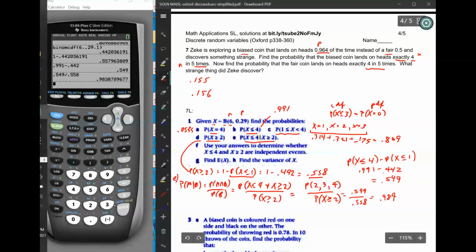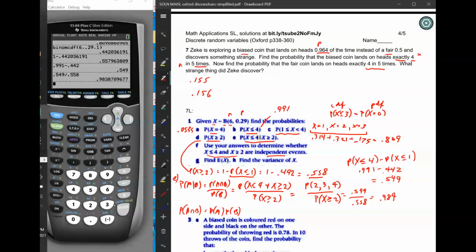That is quite a difficult problem because it combines stuff that we've used a long time ago in the probability unit with things that we learned in this unit. F, use your answers to determine whether, now again, here we go back to the probability unit. So what is the definition of an independent event? The definition of an independent event is if the probability that both A and B happen is equal to the probability that A happens times the probability that B happens. This is what you're going to get from the formula booklet. So if it passes this test, then it's independent. Okay, so let's test that.